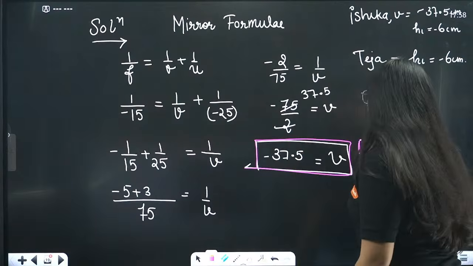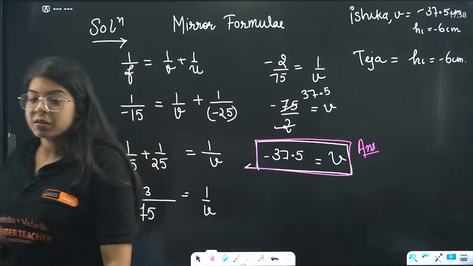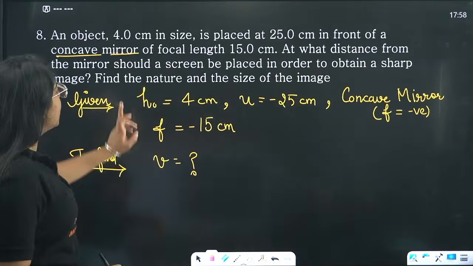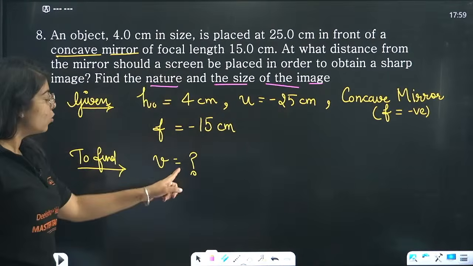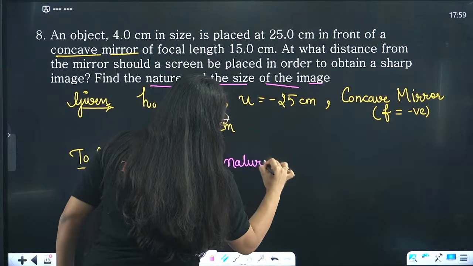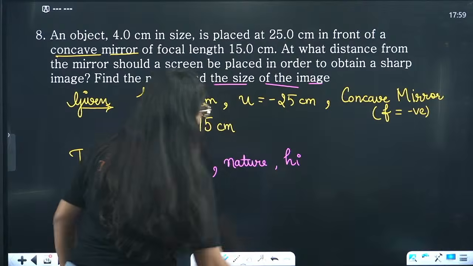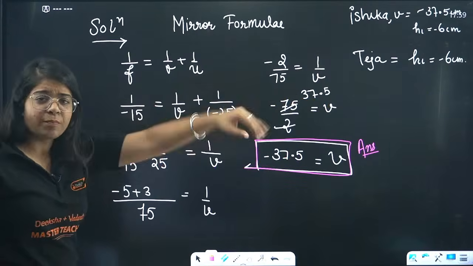So, this is the answer for image, right? Then, beta, we have one more thing where they asked us the nature and size of the image. So, we found V, right? We also have to find nature and height of image. Now, what is the image nature? Let's find it through magnification.